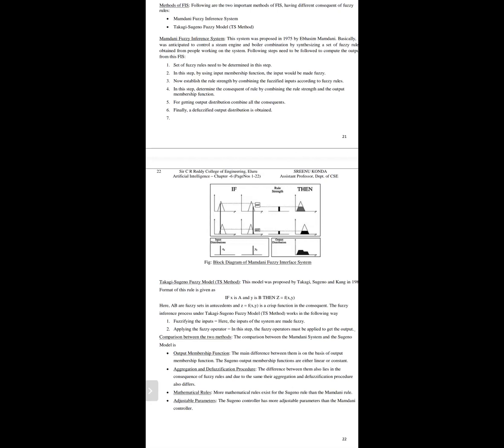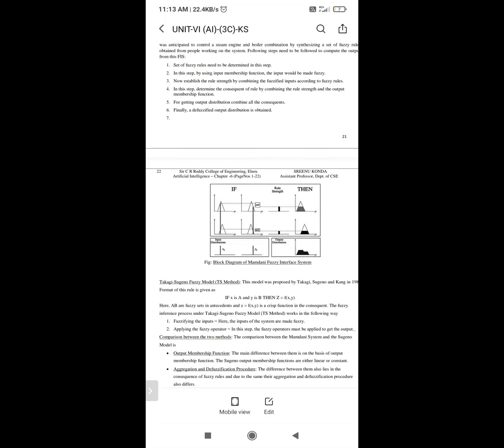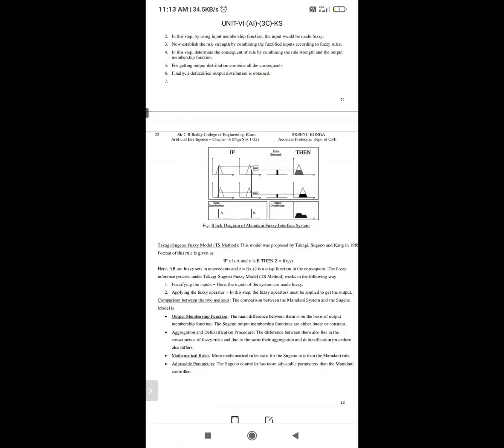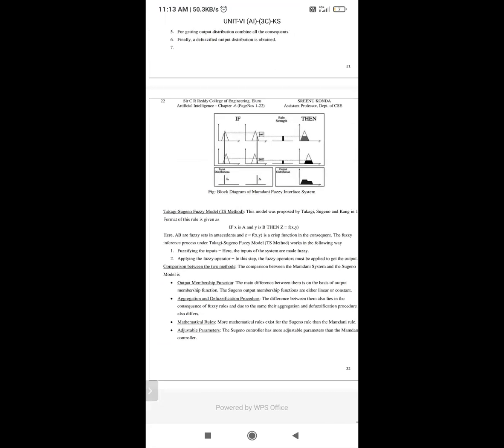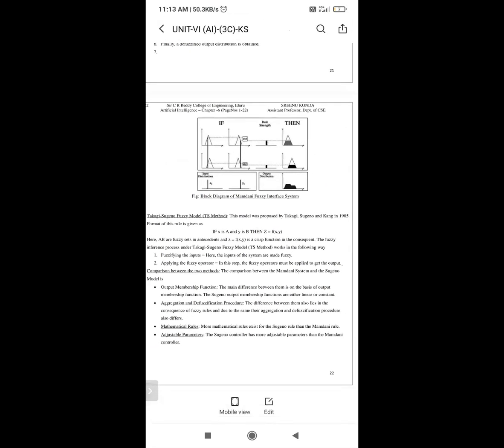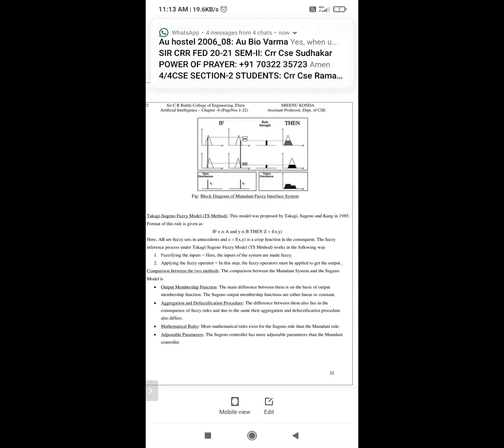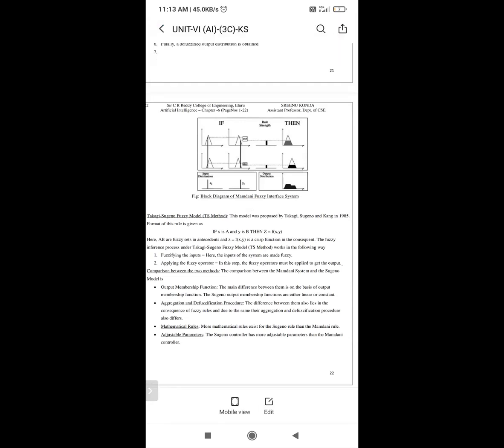Next, now if we compare these two methods, the comparison between the Mamdani system and the Sugeno model is these three things. So we can observe these things. First one is output membership function, and next one is aggregation and defuzzification procedure. Third one is mathematical rules, and fourth one is adjustable parameters. So these are the four things we can observe between these two. Right? First one, output membership function.